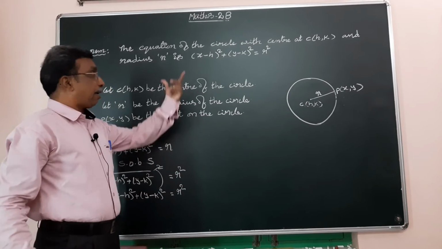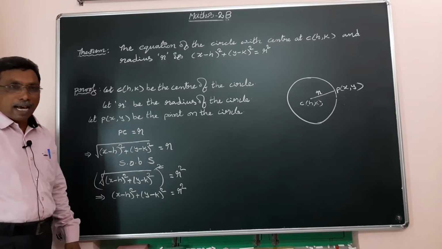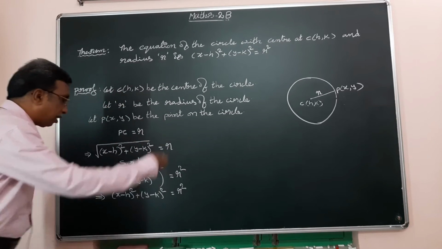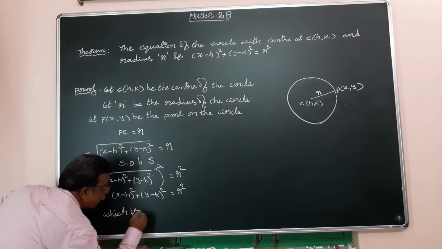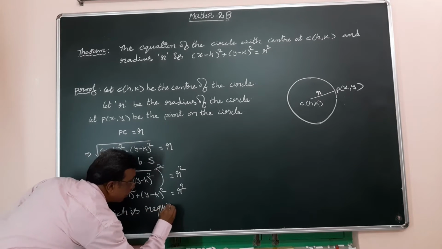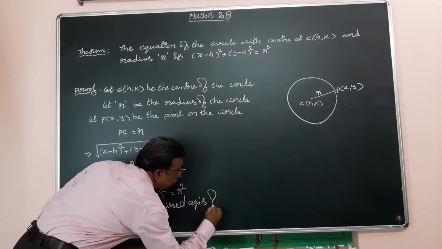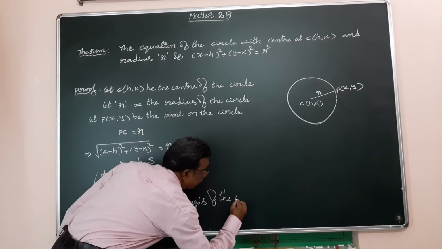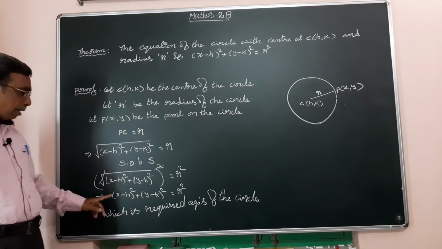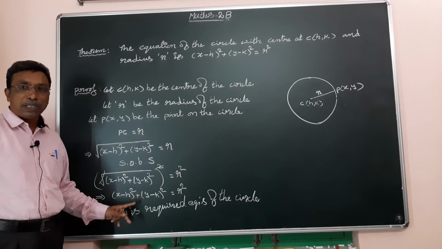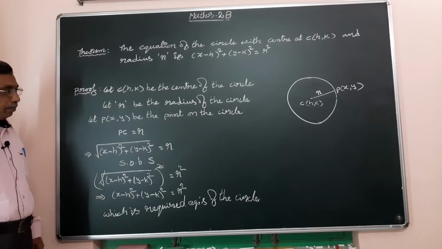This is the required equation of this circle: x minus h whole square plus y minus k whole square equal to r square. This is the theorem.